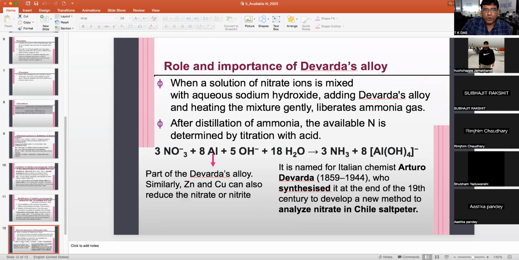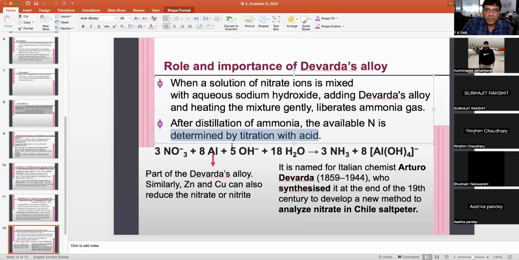Now, role and importance continues. When a solution of nitrate ions is mixed with aqueous sodium hydroxide, meaning alkaline medium, adding Devarda's alloy and heating the mixture gently, it liberates the ammonia. And this Devarda's alloy is also used when you are measuring only ammonical nitrogen and nitrate nitrogen separately. That method uses Devarda's alloy and magnesium oxide. After distillation of ammonia, the available nitrogen is determined by titration with acid. So now you will recover the nitrate also.